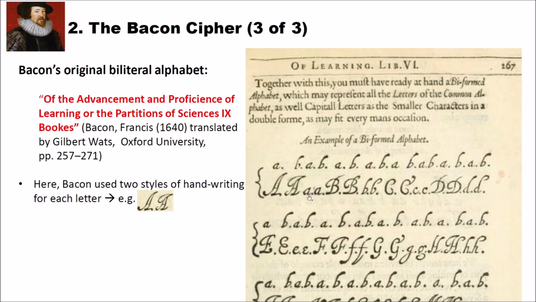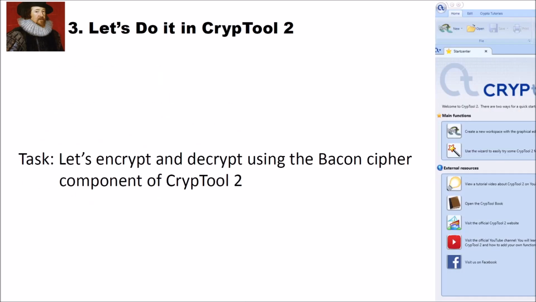To be honest, I don't see a huge difference. Maybe here you have a dot, I don't know. But for instance, with the B again, you see that the appearance of the B's are different. So Bacon used two different types of handwriting these letters, and he could hide messages inside other messages doing so. Now that we know how the Bacon cipher actually works, let's encrypt and decrypt, or hide, using the Bacon cipher component of CrypTool 2.